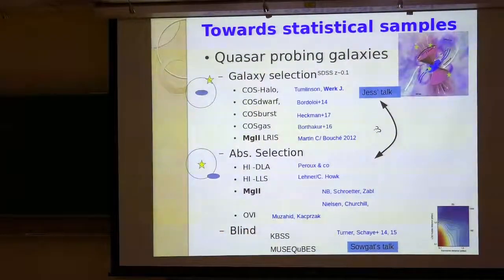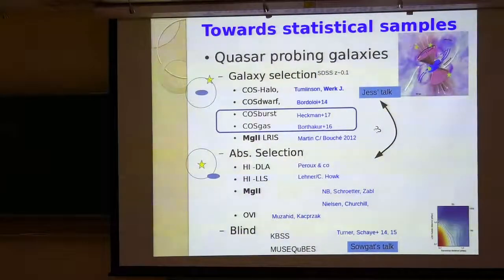And finally, you can do it blindly, like we'll hear in a talk from Sowgat later on, when you have no information about associations, but you do statistical analysis on the absorption related to galaxies in the environment. So these are the different galaxy selection surveys, the CASBAH, the COS-Dwarfs, COS-Burst, COS-GASS, and also the survey by some Martin collaborators. But for the HI surveys, in particular the CASBAH, it's not clear to me if the loop has been closed with absorption selected surveys when we do the opposite. We start with HI or Lyman limit systems and you look at the galaxies in the field. I'll come back to that later.